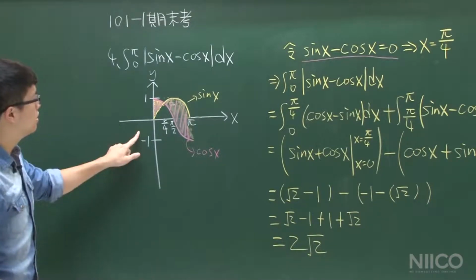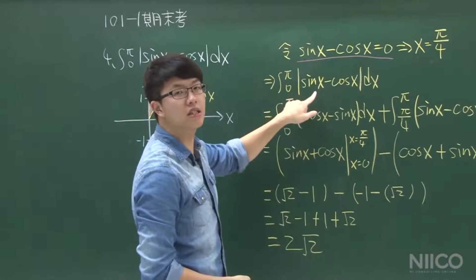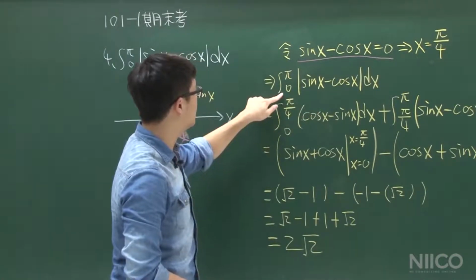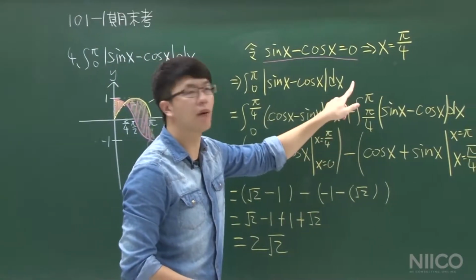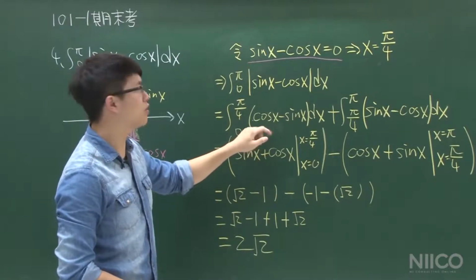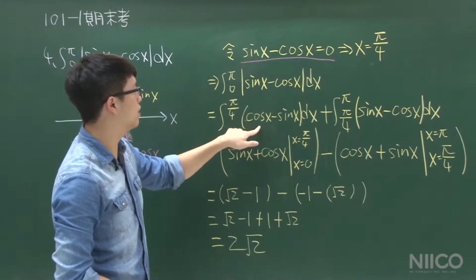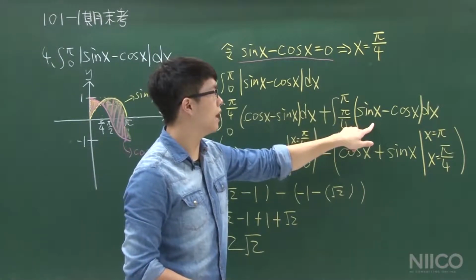If we draw this onto a graph, we can see that it's sort of just like this. The red line indicates cosine x, and the yellow line indicates sine x. With x from 0 to pi over 4, we can see that sine x is actually smaller than cosine x. So in that case, when we want to calculate the absolute value of sine x minus cosine x, we have to invert it, and so it becomes cosine x minus sine x.